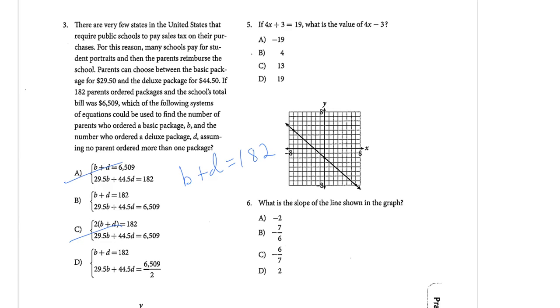For our other one, we're seeing here that it's going to cost us $29.50 for a basic. So that's like 29.50 B. And then $44.50 for our deluxe, and it's equal to that total of 6,509. So 6,509. We can see here that our choice is B, that we don't know why they're dividing by 2 there. It doesn't make a whole lot of sense.